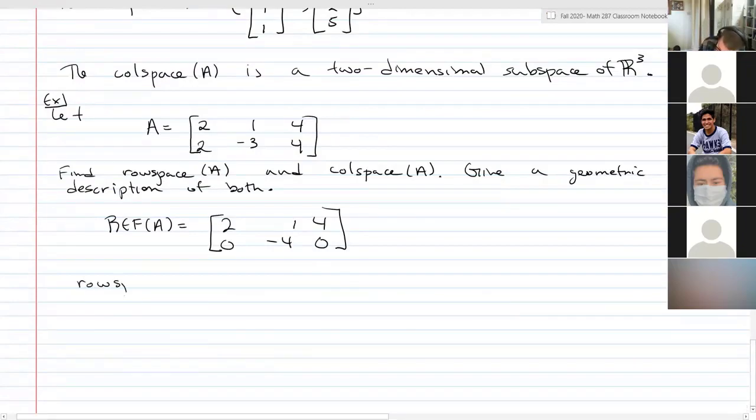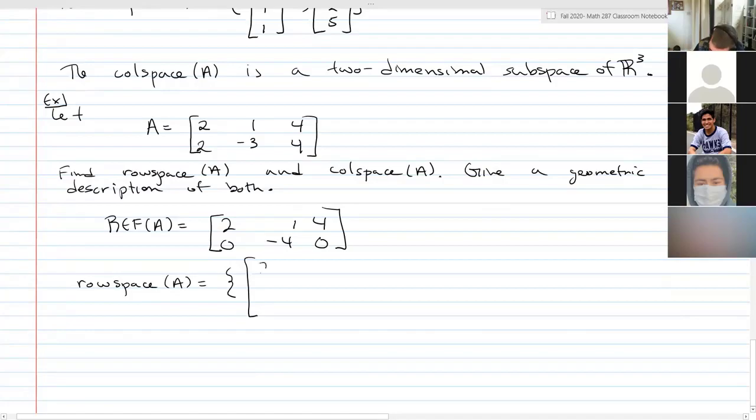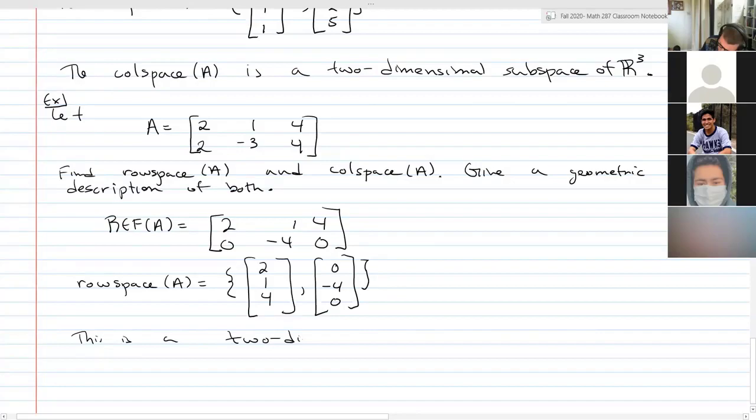So that means that the row space of A is equal to (2, 1, 4) comma (0, -4, 0). So that's the row space of A. All right. This is a 2-dimensional subspace of R3. So that's a 2-dimensional subspace of R3.